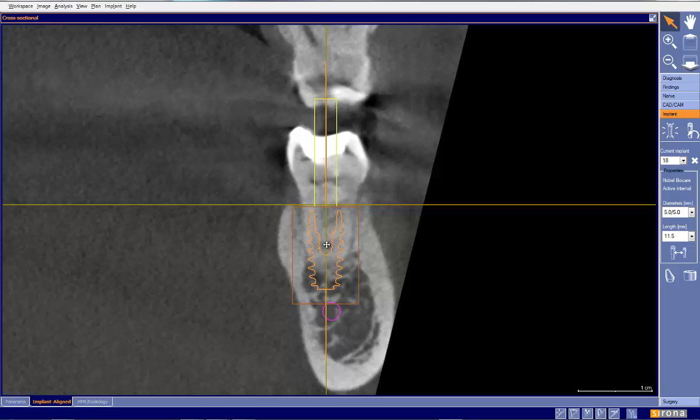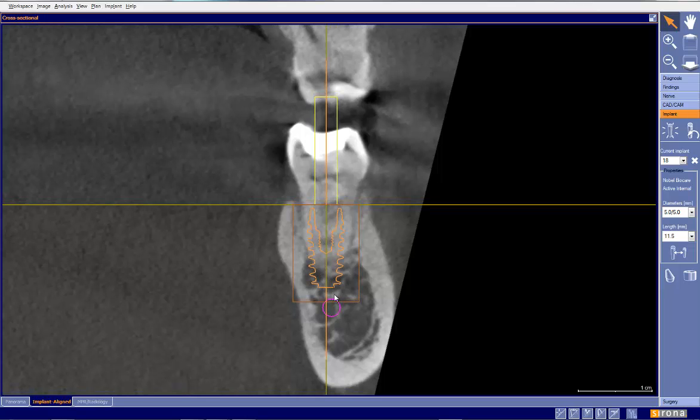I would go a hair deeper, and as we go a bit deeper, now we see that we've extended closer to the nerve. And remember that the drill bit here will look somewhat like that. So the drill bit will actually go about a millimeter beyond the apex of the implant. So in this case, we're getting frighteningly, at least for me, frighteningly close to the nerve.